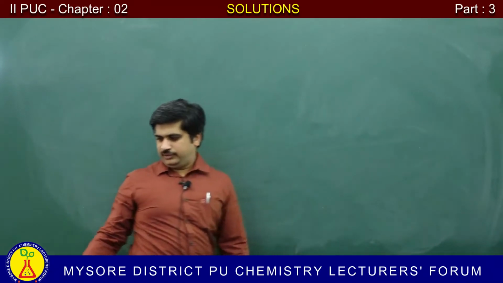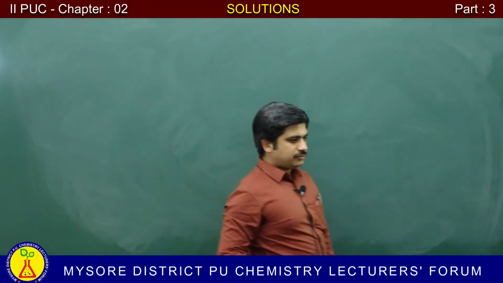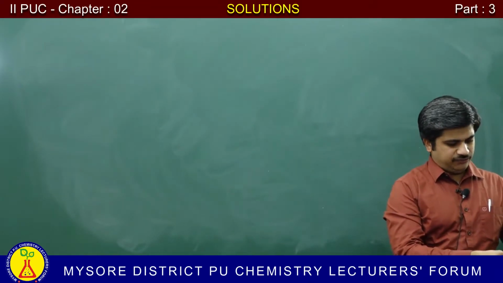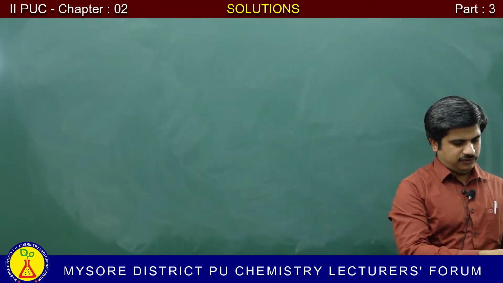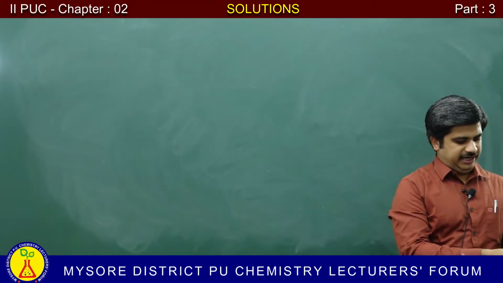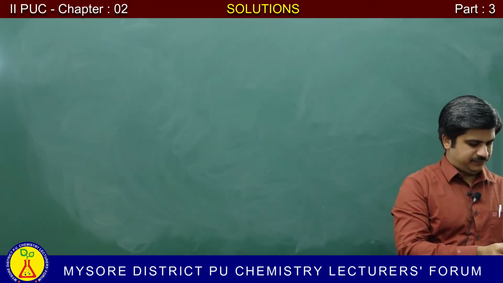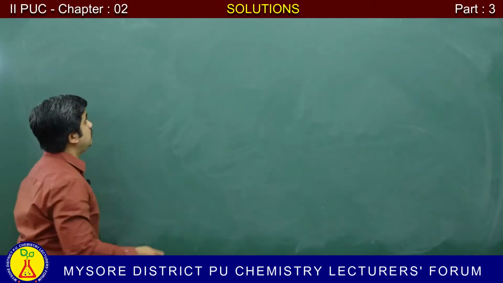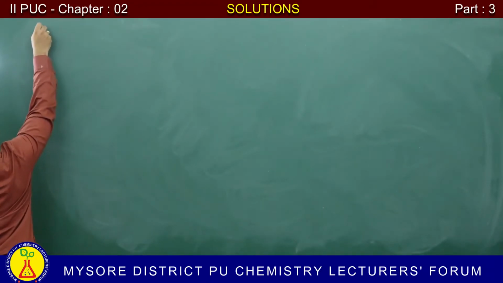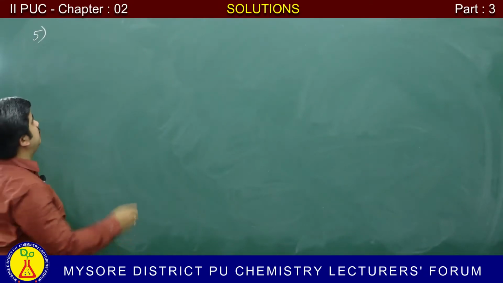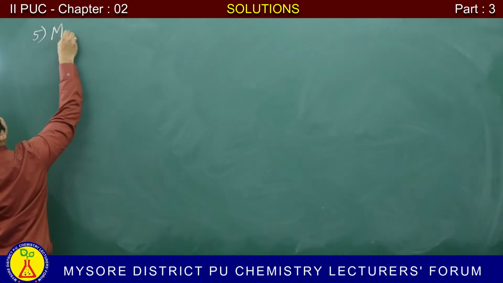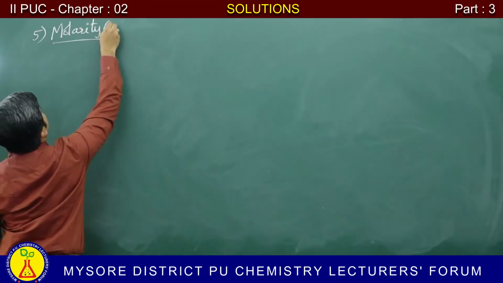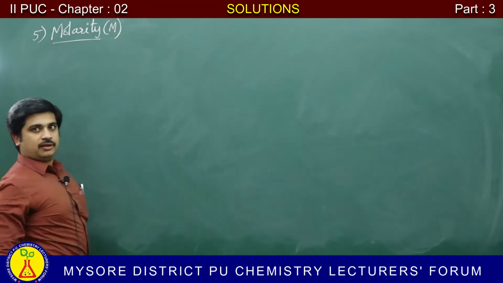Okay, then, next concentration term, next way of expressing concentration of a substance is molarity. This is also a very important concept. This is the 5th unit of concentration that we are discussing. The unit is molarity, designated by the letter capital M.